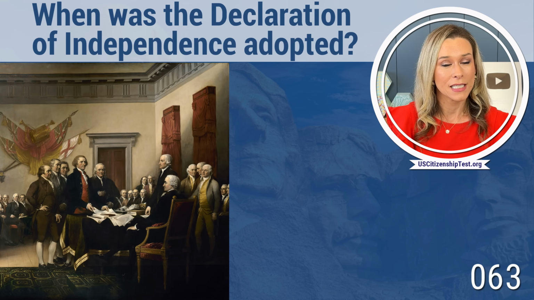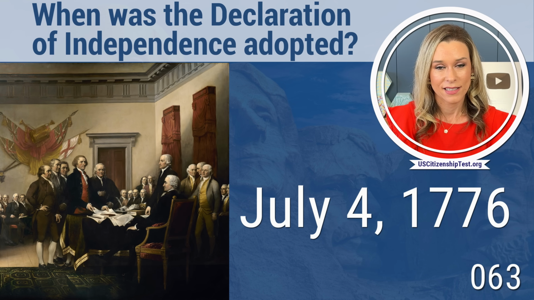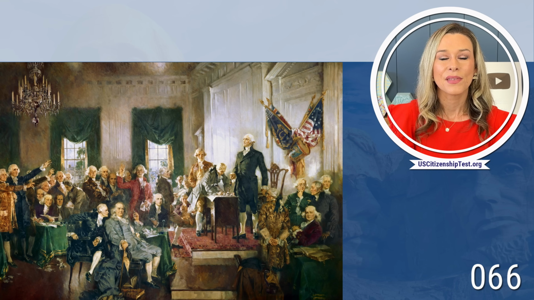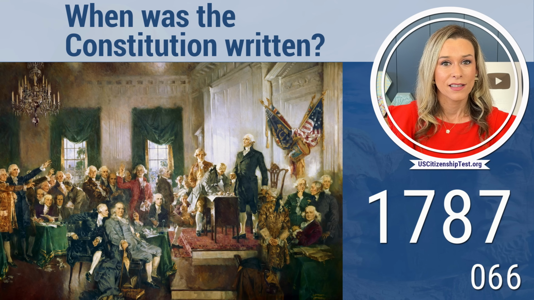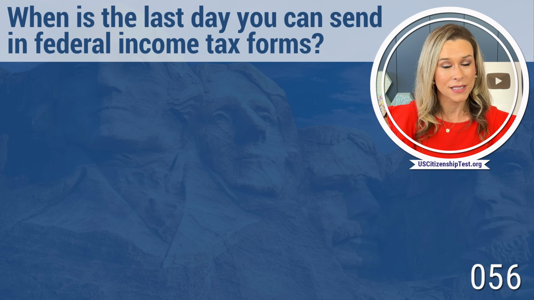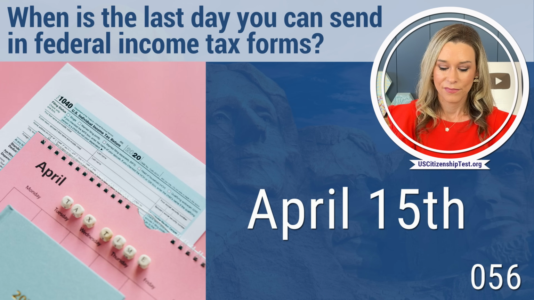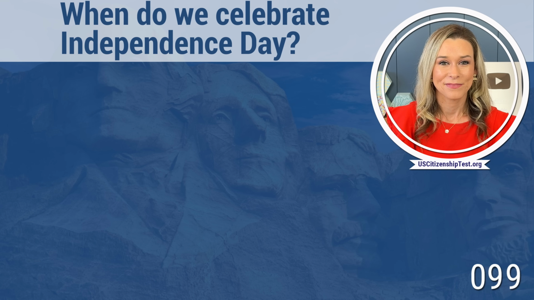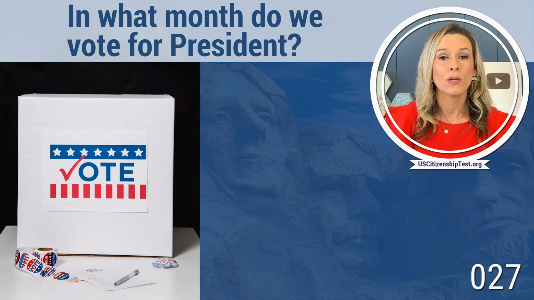When was the Declaration of Independence adopted? July 4th, 1776. When was the Constitution written? 1787. So that makes sense. It was after the Declaration of Independence. When is the last day you can send in federal income tax forms? April 15th. When do we celebrate Independence Day? July 4th. In what month do we vote for president? November.